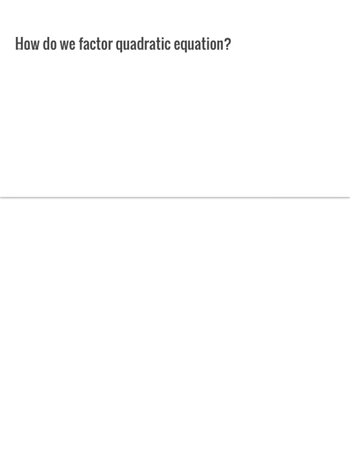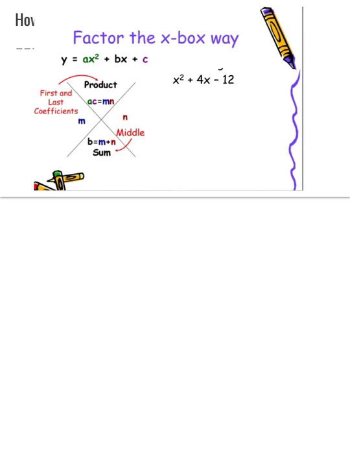So how do we factor our quadratic equation? Well, don't worry, because we're going to go over it step by step, and at the end of it, you'll be like, oh, this was easy. So for us to be able to factor our quadratic equation, we'll actually use this box way. It's a method called box way, X box way, or I actually call it a diamond way.